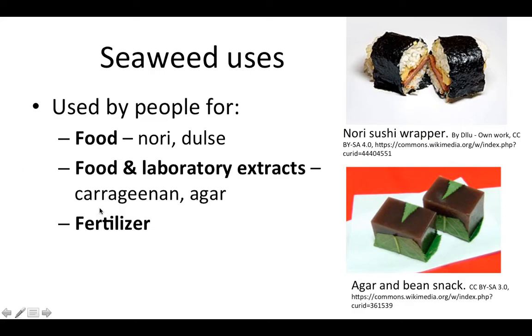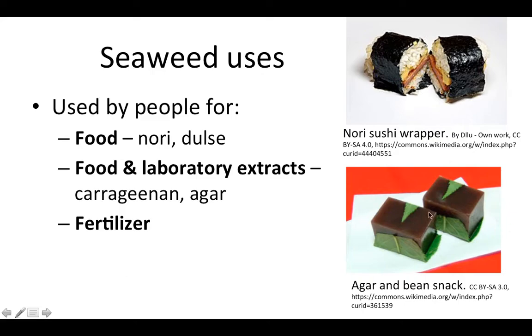Carrageenan is a common food product. It's used as a thickener and stabilizer. You'll often find it in cheap ice cream. And you'll also find agar sometimes in food. For example, this is a Japanese snack that's made out of red beans and agar.